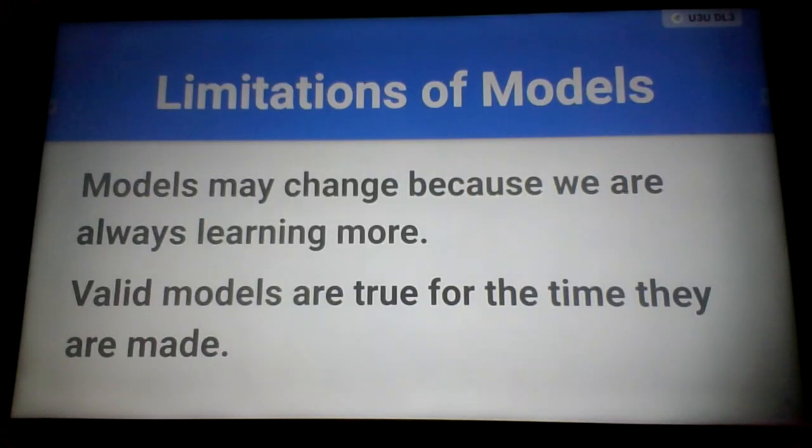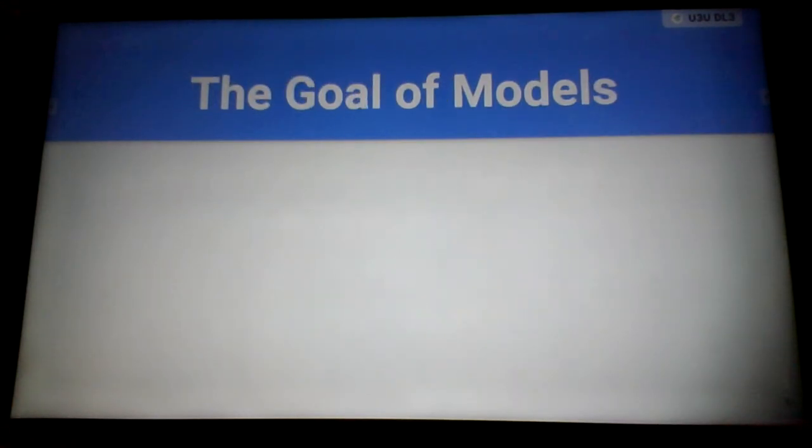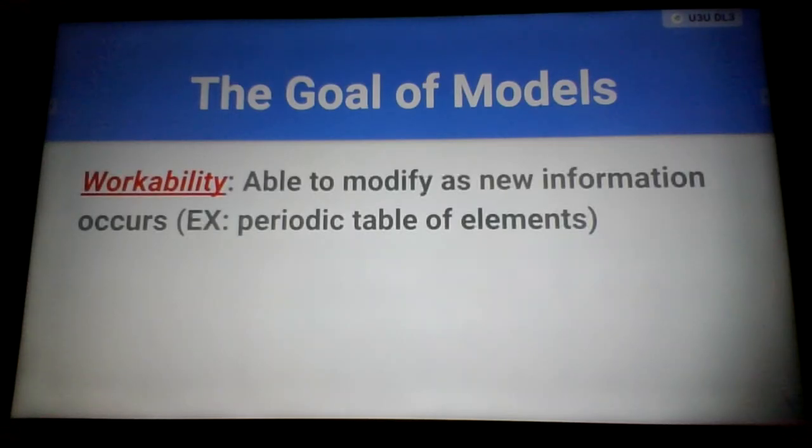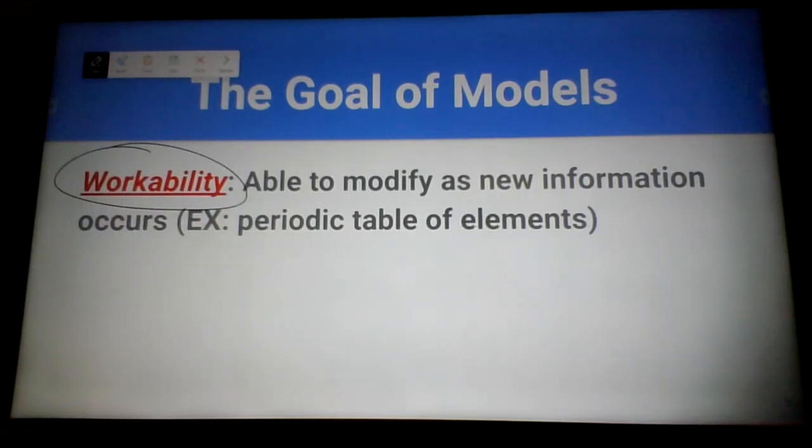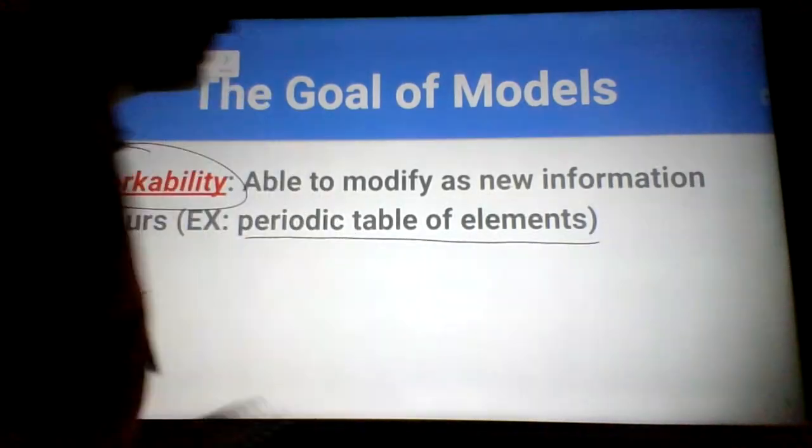Ready? What's the goal of a model? To teach us information. We need our models to be workable. Here's that word again, workability. Be able to modify as new information occurs, and we've mentioned the periodic table of the elements a few times already.